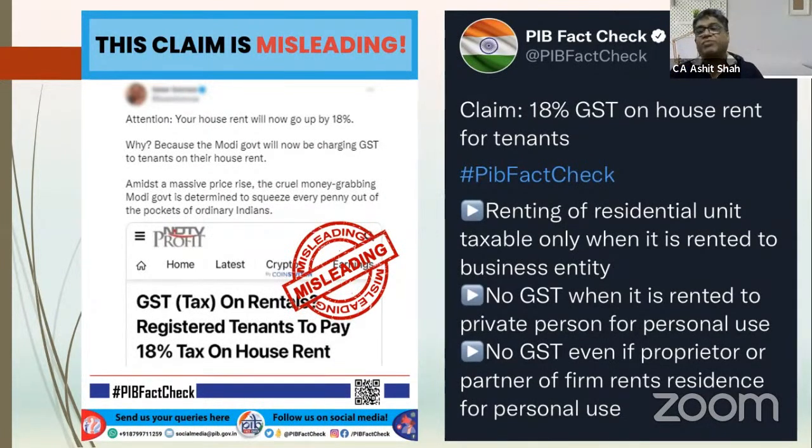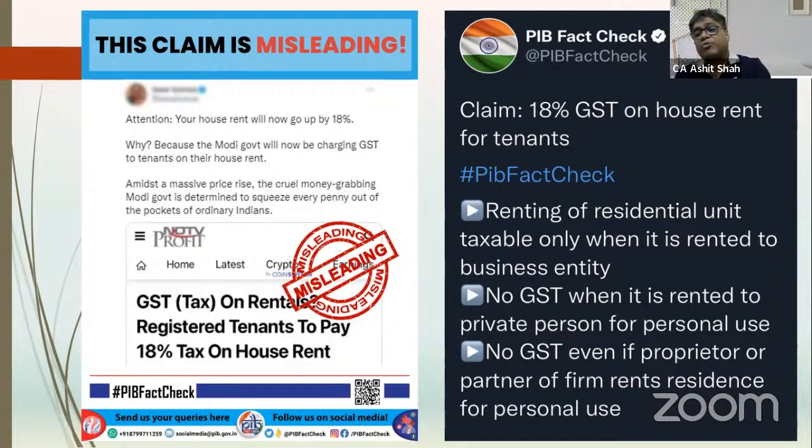Now what do you mean by private person and what do you mean by personal use? Going by the press release, a private person is a person who is not a business entity, though nothing has been defined. I am just using my brain to distinguish the difference between business entity and private person. So a private person means a person like me or Pranav Bhai Kapadia who has taken a house on rent and uses it for personal purpose, then he need not pay GST. This is what I can read.